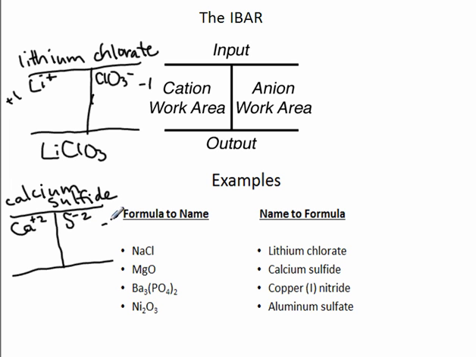Well, if I have a -2 charge on this side and a +2 charge on this side, those two cancel out. So again, my formula for this one is pretty easy. I just have a 1-to-1 ratio. I have 1 calcium for every 1 sulfide.